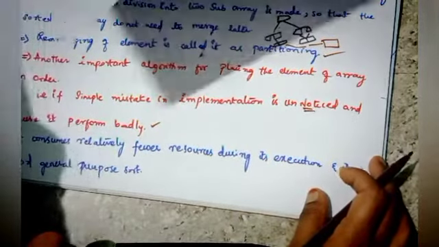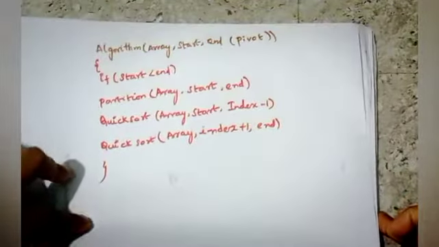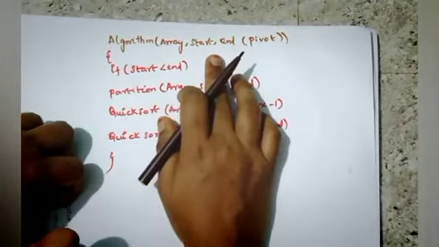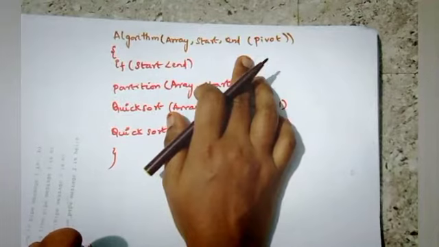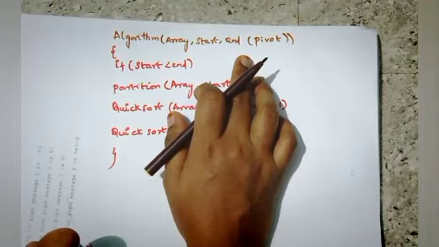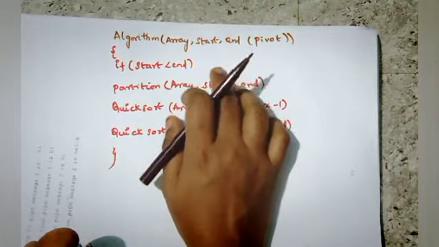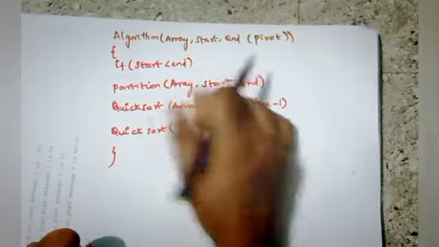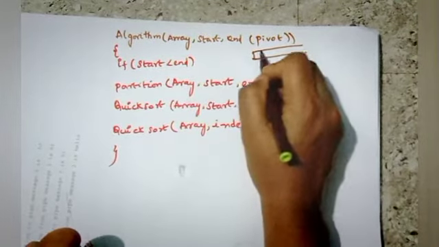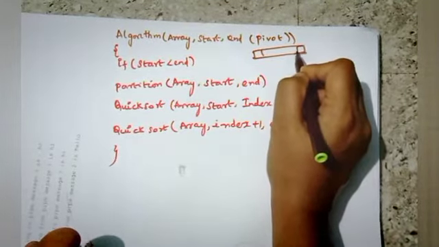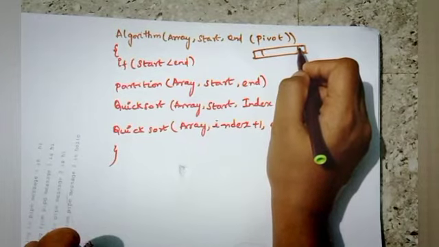Here the algorithm is as follows: the array, start comma end, and then the pivot. You have to take any number as the pivot and then work on the array. Let's take one example array. Here the last number is considered as the pivot number.